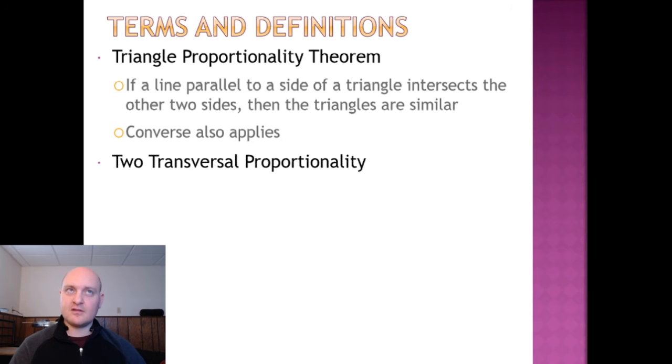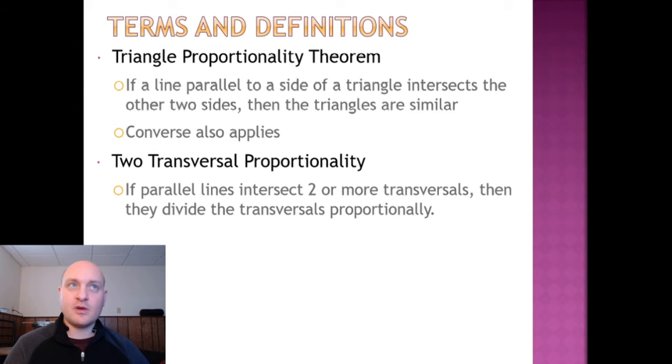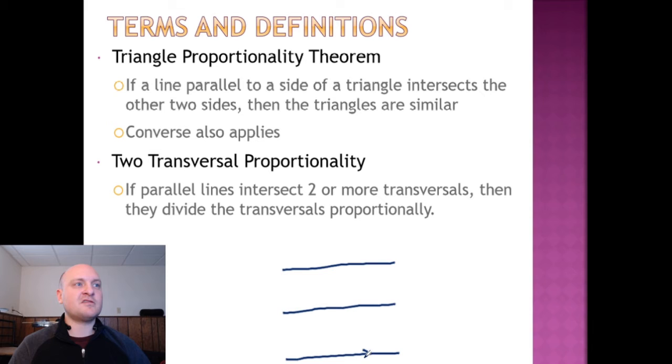The second definition we're going to be looking at here is two transversal proportionality. This is if you have two parallel lines intersected by transversals, and those transversals are all proportional. It's going to be helpful to draw a picture here. Suppose we have some parallel lines, and we're going to draw some transversals between them.